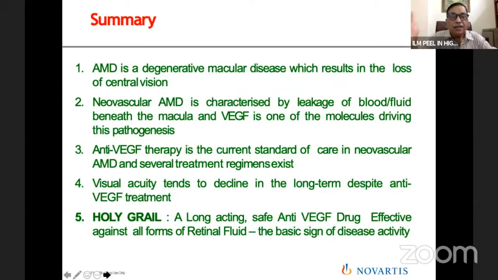So to summarize, we have a degenerative disease which results in loss of central vision, doesn't make you totally blind, characterized by leakage of blood and fluid, driven by VEGF. So anti-VEGF therapy is the current standard of care, and visual acuity will decline in the long term. Even now, over a period of 7 to 10 years, we will have decline in vision in some patients. So we still need better drugs.